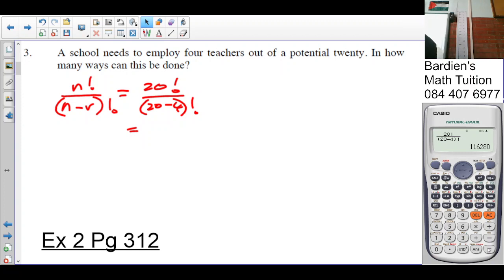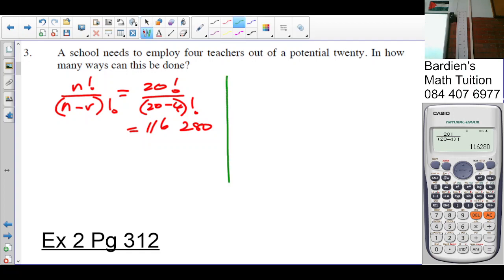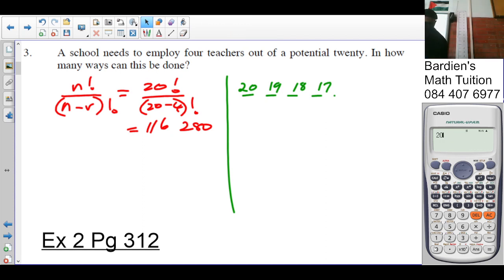So that gives you 116,280 ways that can be filled. Or if you want to go with the bits, there are 4 places, so it's going to be 20 people to choose from, then 19, then 18, then 17. Should give you the same answer. 20 times 19 times 18 times 17 gives 116,280.